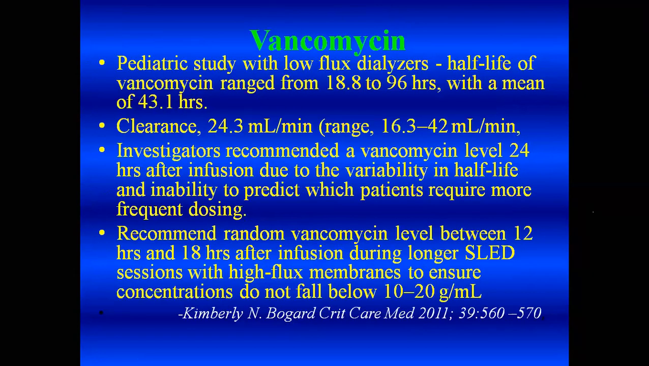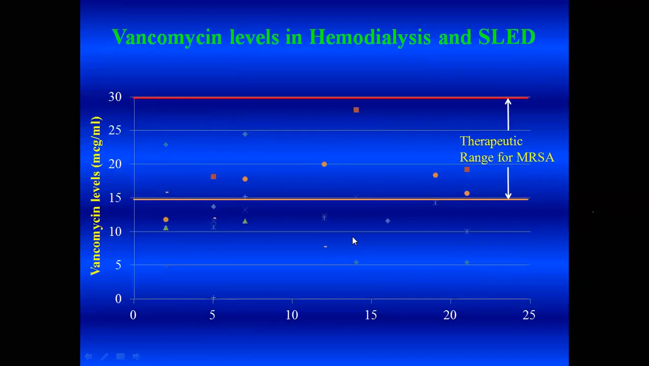So there are studies today, and this one was published in Critical Care Medicine, which showed that the half-life of vancomycin could be a mean of around just 43 hours, and that when you used a high flux or even a low flux dialyzer, the clearance of vancomycin from the dialysis could be as much as 24 ml per minute. The IDSA recommends that vancomycin levels should be tested 12 to 18 hours after infusion when SLED is being used, and ensure that the concentrations do not fall below 15 milligram per liter.